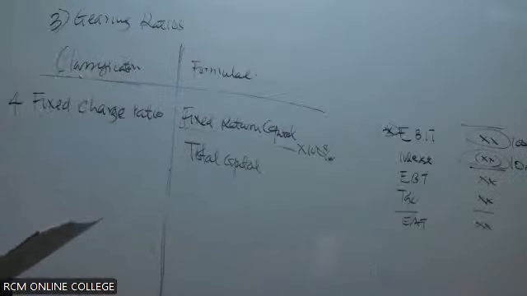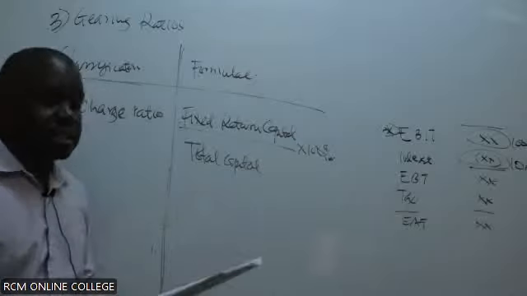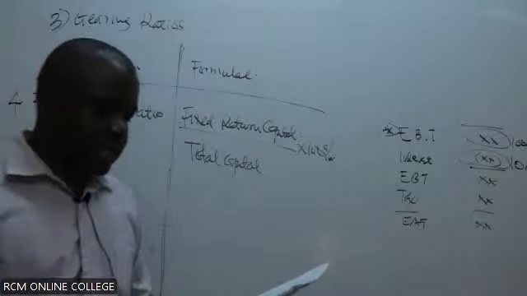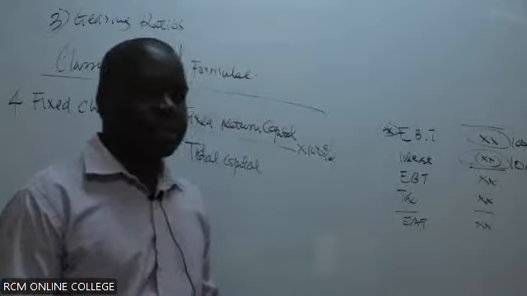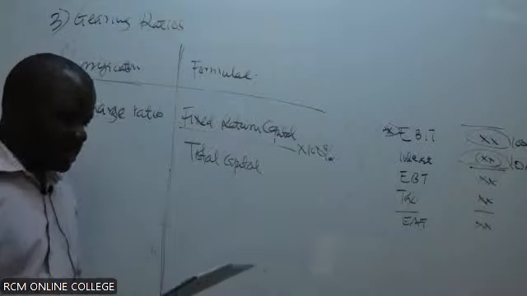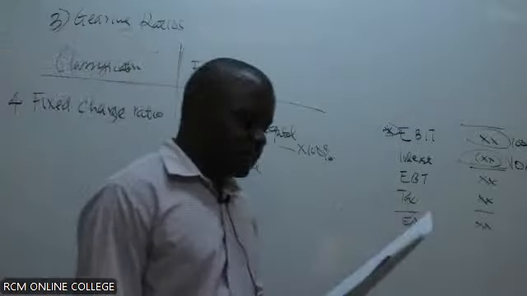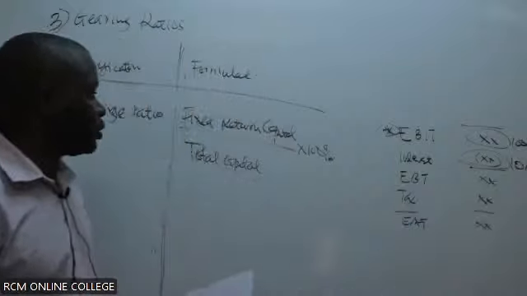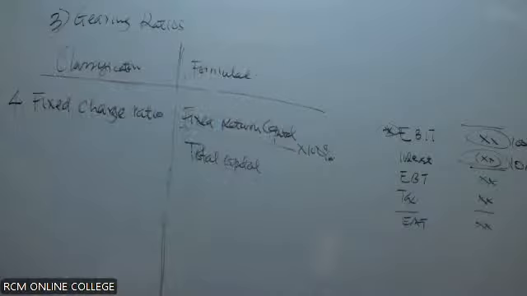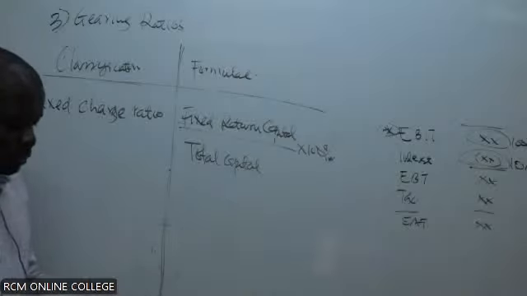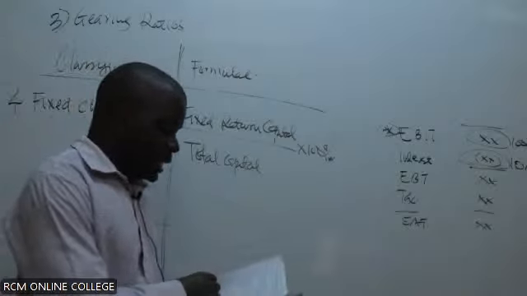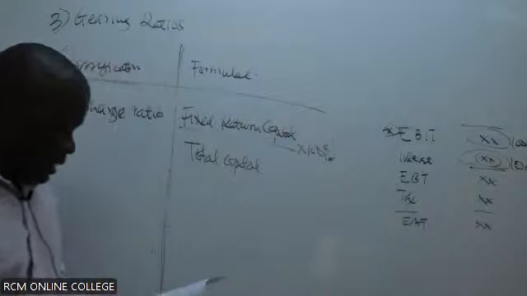It indicates the proportion of the total capital which has a fixed rate of return in relation to the total capital. So those are what we refer to as the gearing ratios.